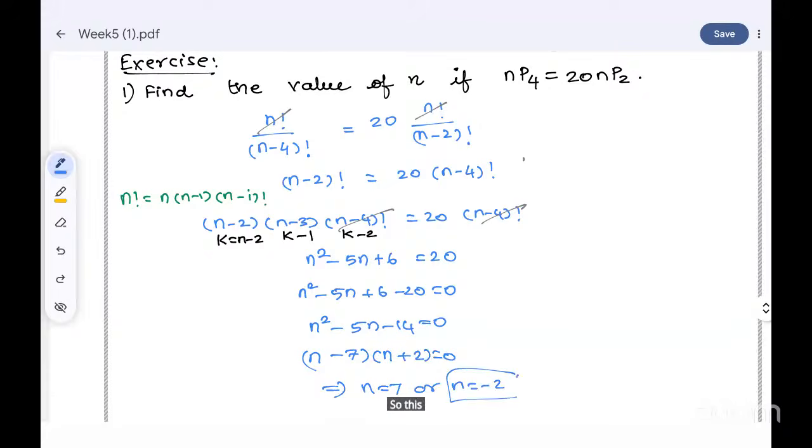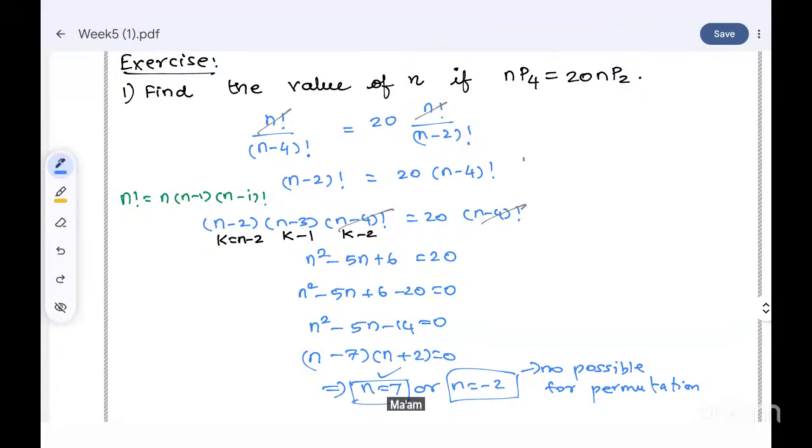So n equal to minus 2 is not possible for permutation. So n equal to 7 is the right answer. Is this clear for everyone? Yes or no? Yes, ma'am.